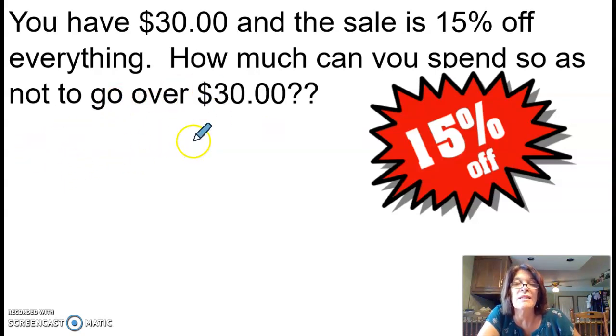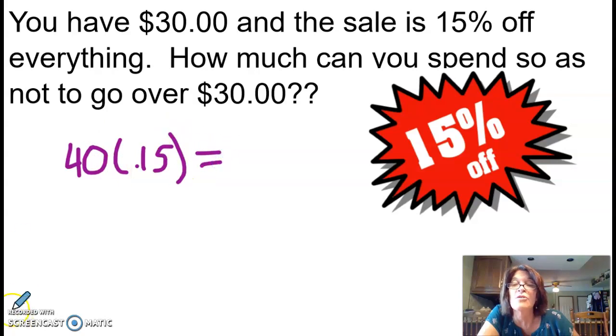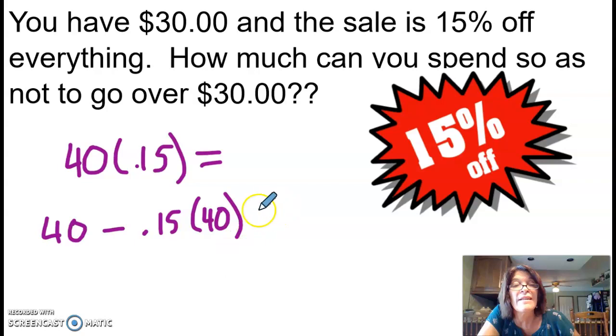So I think about what this means. Let's just say I have something that costs $40. I'm wondering, can I buy it with my $30? Well, I'd have to take 40 times 0.15, right? And whatever that is, I would then subtract that from 40, right? So in other words, I'm going to take the $40 that it cost, I'm subtracting 15% of 40, and then that'll tell me how much this will actually cost.